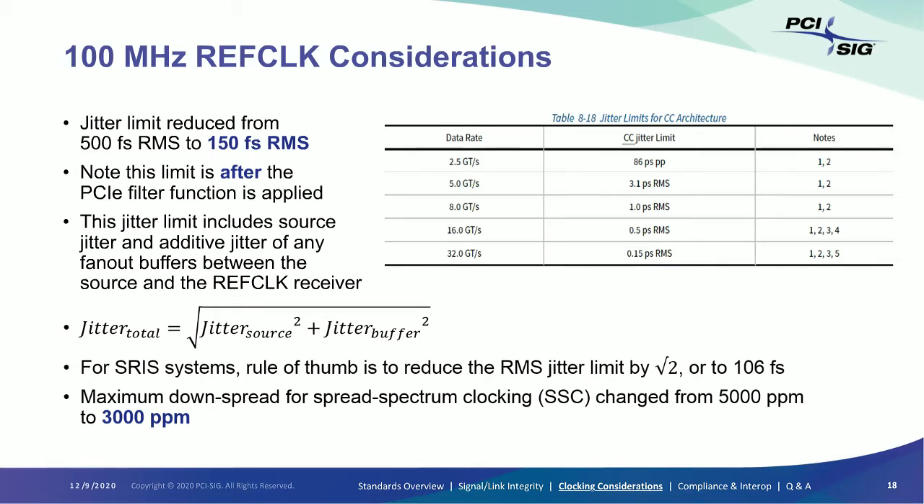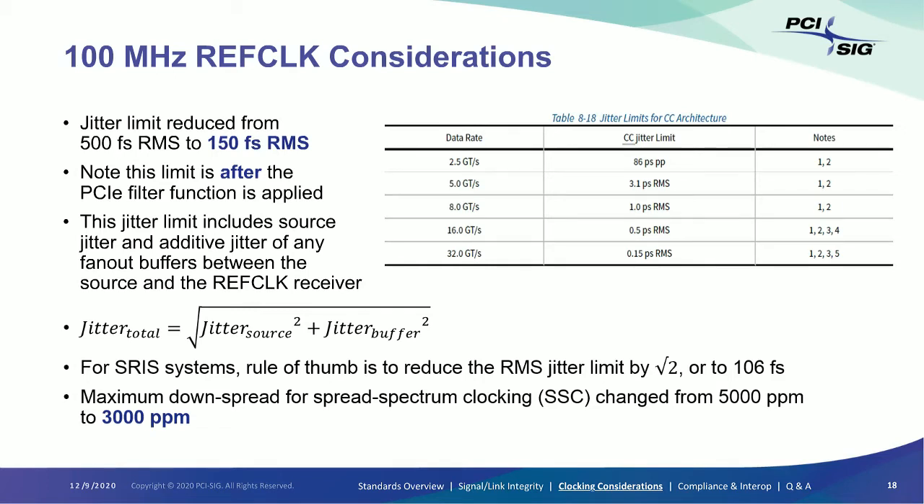There isn't a specification limit for SRIS, so a common rule of thumb is to reduce the RMS jitter by a factor of √2 or to 106 femtoseconds. But again, that's a rule of thumb. That's not a specification that system designers need to follow.